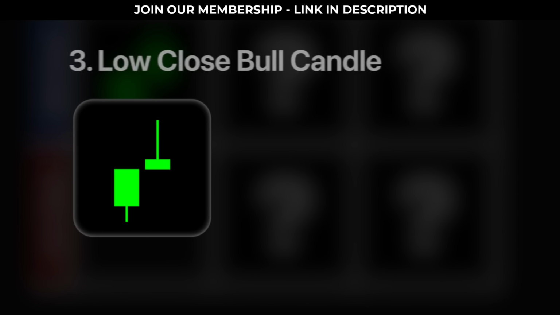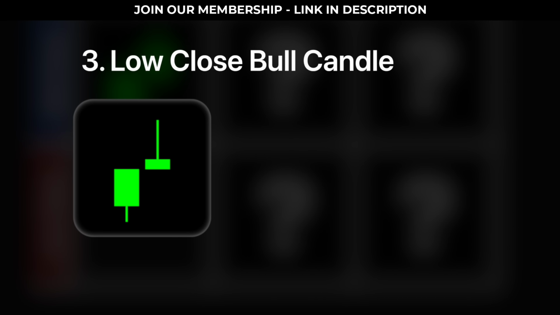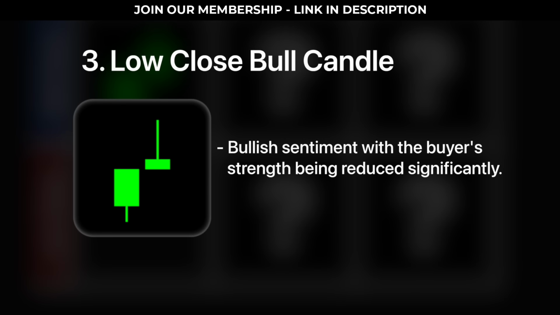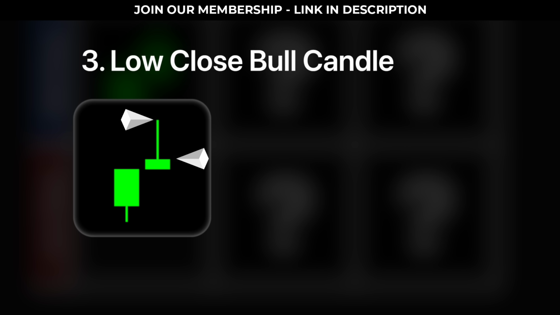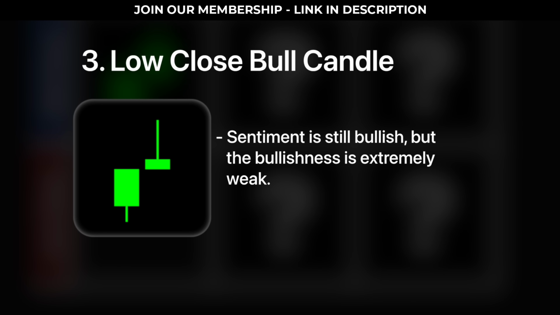Number 3. Low close bull candle. This is where the close of the candle is above the previous candle's range but in the lower third of the current range. This shows a bullish sentiment in the market, but the strength of the buyers has been reduced significantly, as sellers have taken the price down from this high to close the candle near its lows. The sentiment is still bullish, but the bullishness is extremely weak.